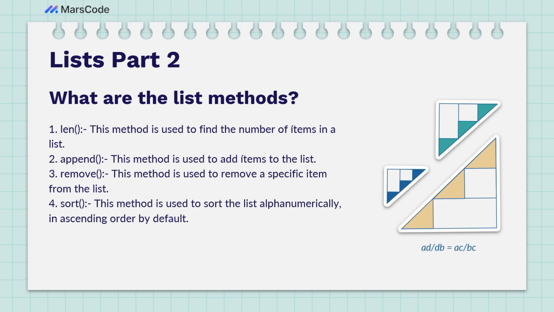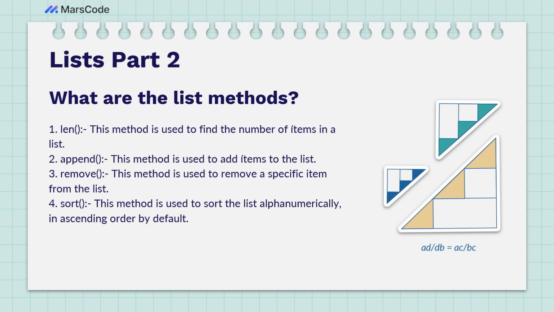The second method is append, and what that does is that you can add items to the list. So if I wanted to add more grocery items to the groceries list, all I have to do is say groceries.append, and inside of the parentheses, in quotation marks, I just have to put what I want to add to that list.